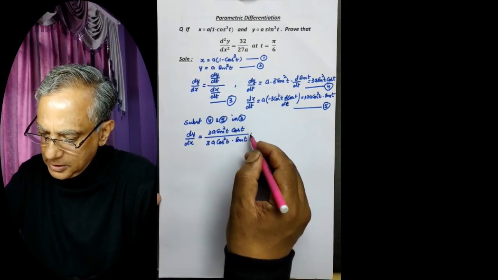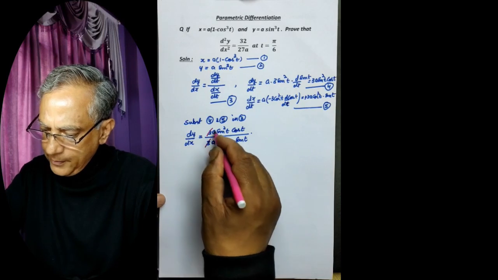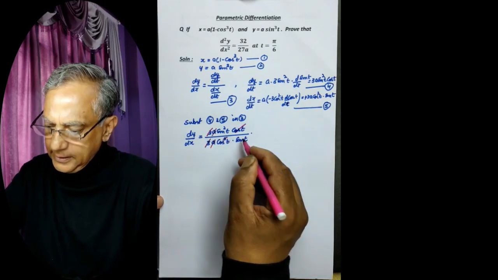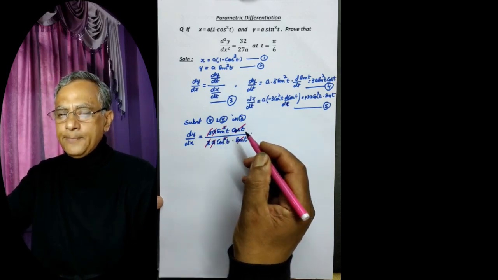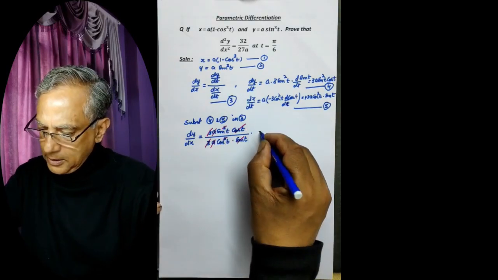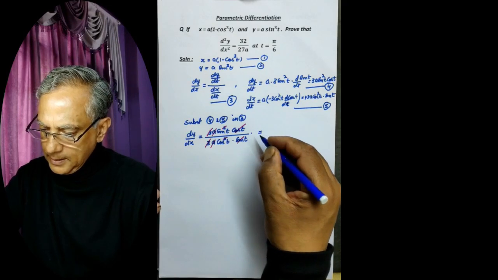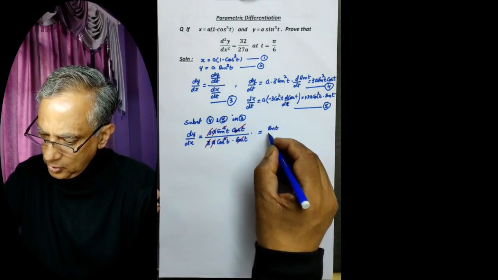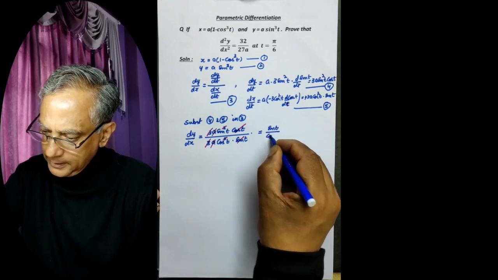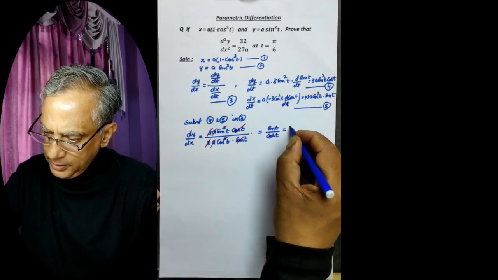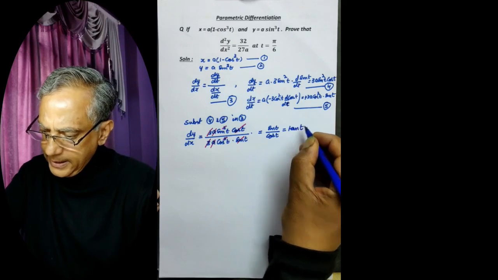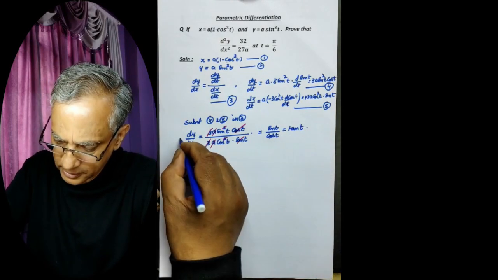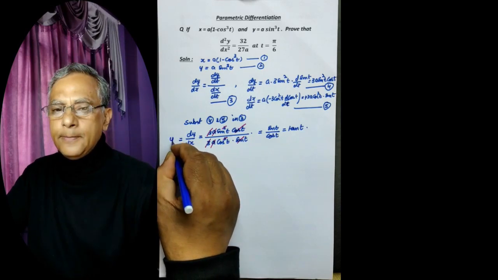Now this 3 cancels with this, a cancels with a, cos t cancels with this, sin t with this, and we are left with sin t over cos t, that is tangent of t. So dy by dx is tangent t, and we will prefer the notation y1 here.